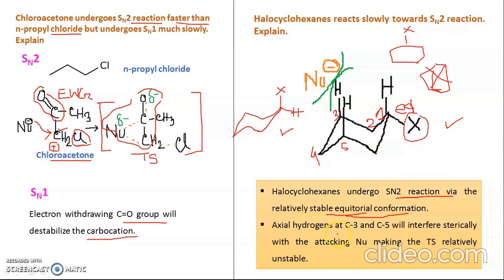So the axial hydrogens at C3 and C5 will interfere sterically with the attacking nucleophile. So this is our attacking nucleophile, and there is some steric hindrance which is shown by the green line. So as a result, what will be the case? The transition state will be very unstable. So that is the reason that halocyclohexanes react very slowly towards SN2 reaction.